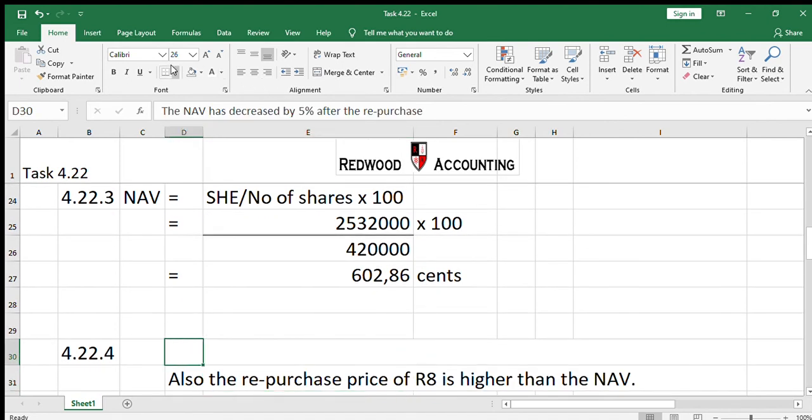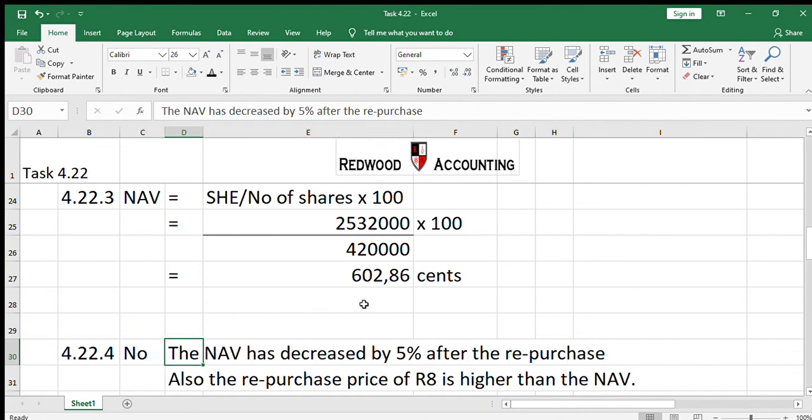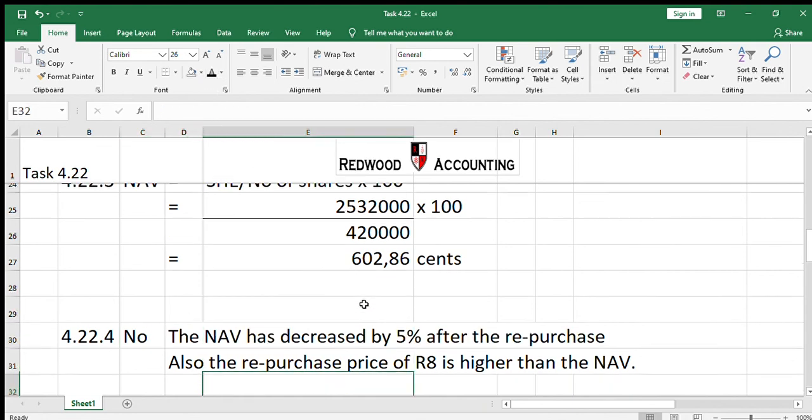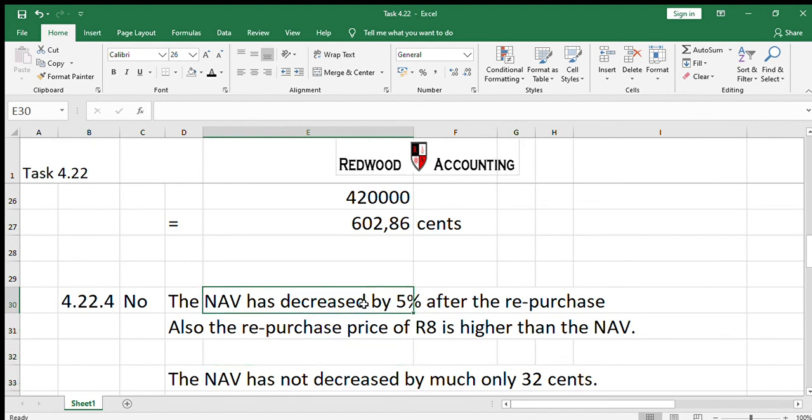So we can say no, because the net asset value has decreased after the repurchase of shares. Also, the repurchase price of 8 Rand is higher than the net asset value. So if the shareholder is very unhappy, then the shareholder should accept just the amount of the net asset value or less.